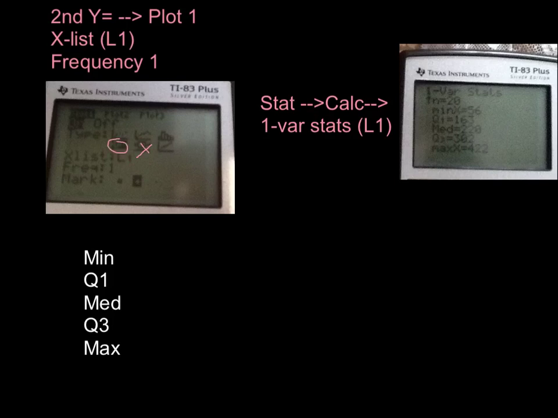Then notice my X list is list 1. That's where my data is. The frequency for my data counts once for each time it's listed. And these marks down here are your choice. It doesn't really matter which one. It's a little graphic choice.